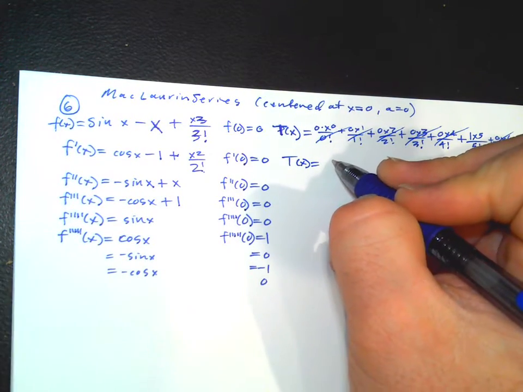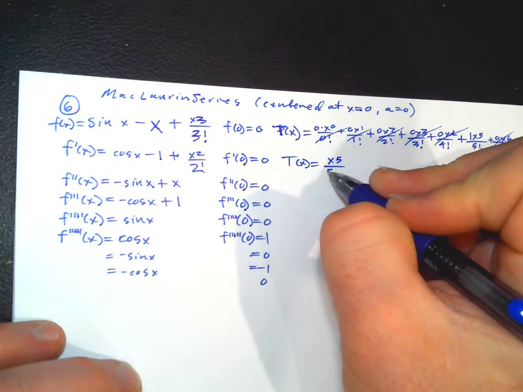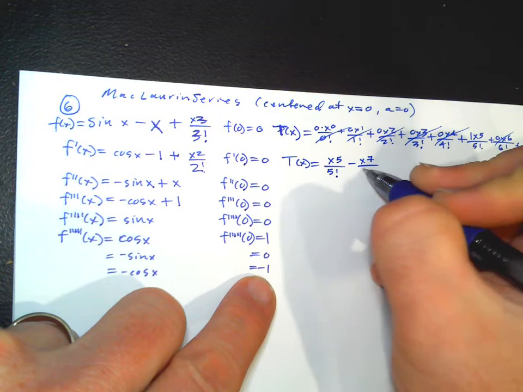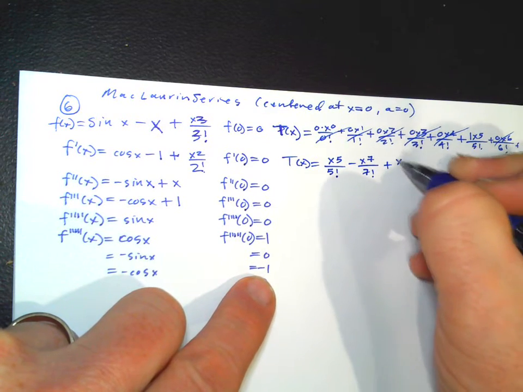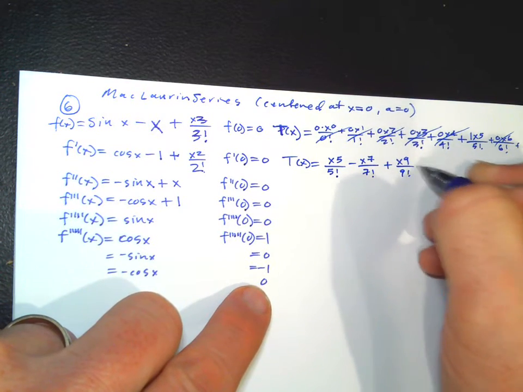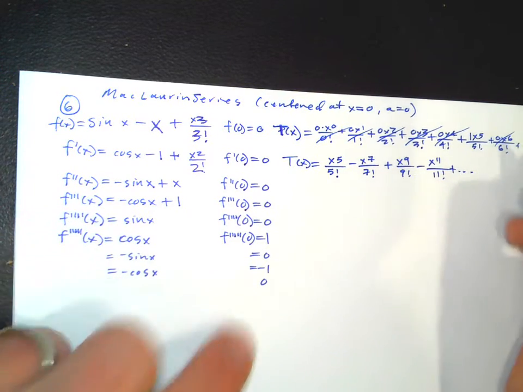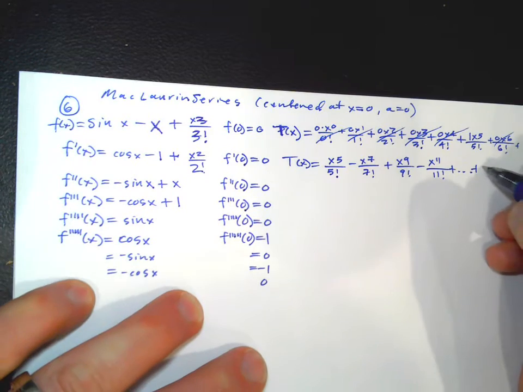And so we have x to the fifth over 5 factorial. And the next one is minus x to the seventh over 7 factorial. And then it's going to be plus x to the ninth over 9 factorial, minus x to the 11th over 11 factorial, plus dot, dot, dot. So there is a pattern. Let's see if we can figure out what the pattern is.